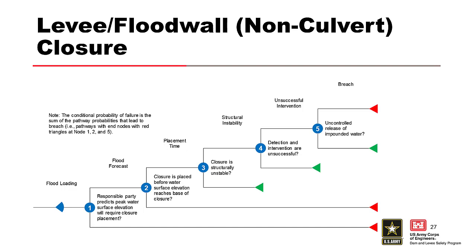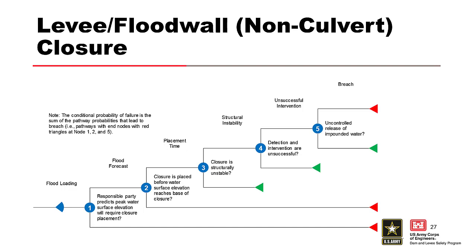So let's look at the first node, which is the flood forecast. If the flood forecasting is inadequate, inundation can occur due to many factors, which include upstream gauges and forecasting capability are inadequate to predict the peak water surface that will require closing the structure. Notification triggers are not documented in an EAP, and notification plan has not been recently updated or tested.